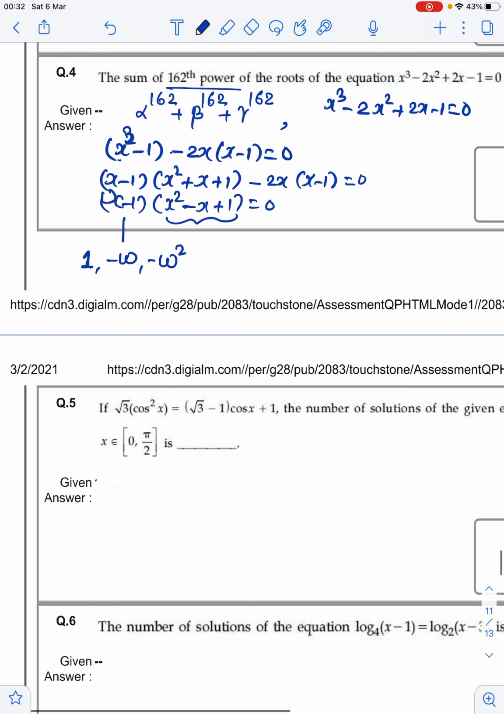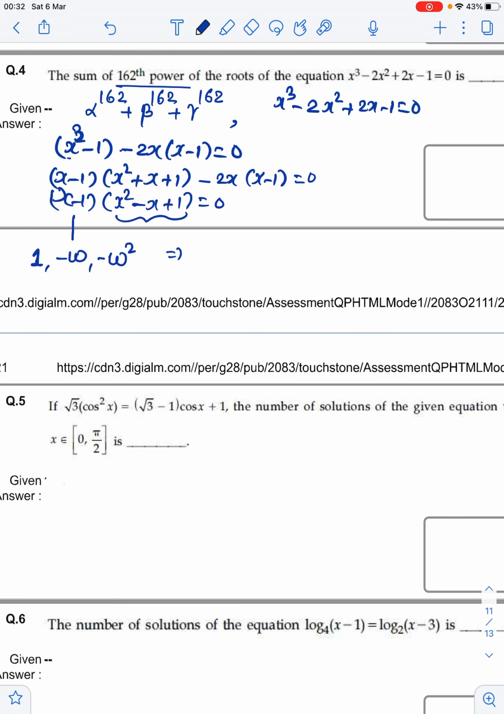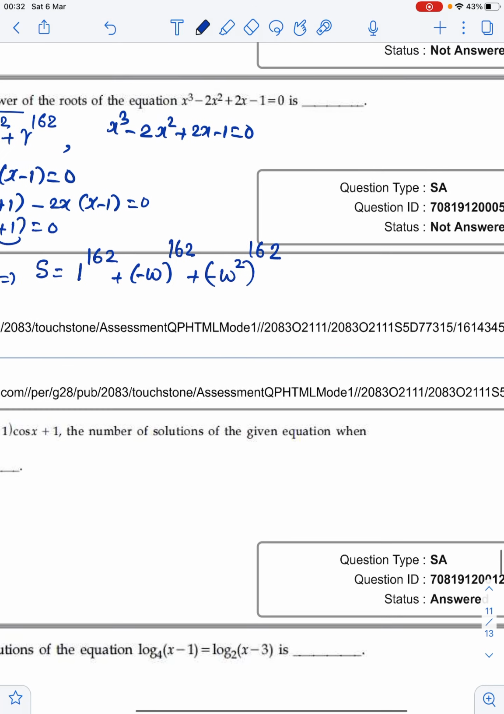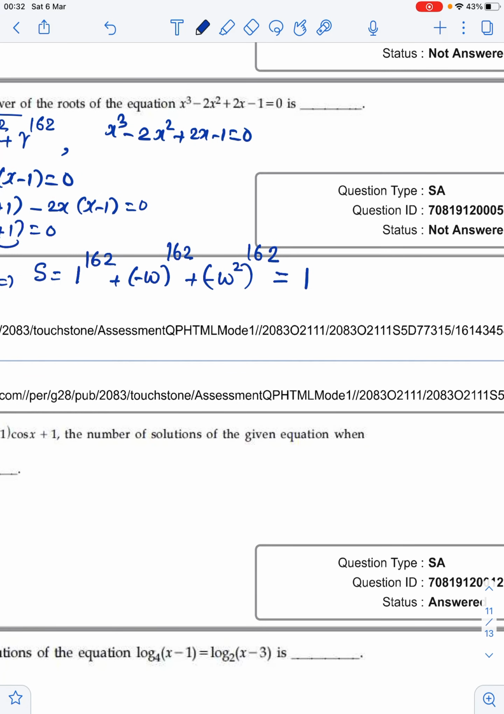Now we have to raise to the power 162 and add all the powers. So let S is equal to 1 to the power 162 plus minus omega to the power 162 plus minus omega square to the power 162. So 1 to the power 162 is obviously 1. Now what is omega to the power 162? So 6, 2, 8 and 1, 9. So the total number is divisible by 9, hence divisible by 3 also. So this will become 1 and hence the second one as well. So the output comes out to be 3 only.